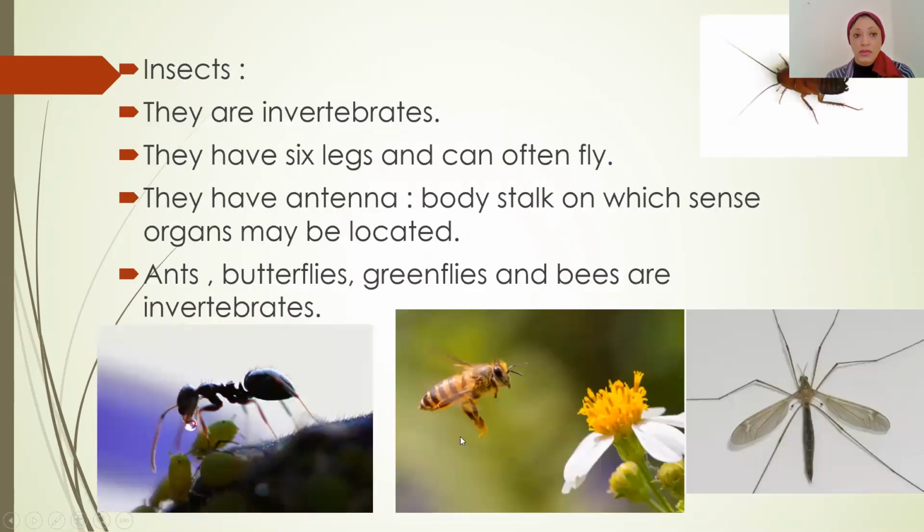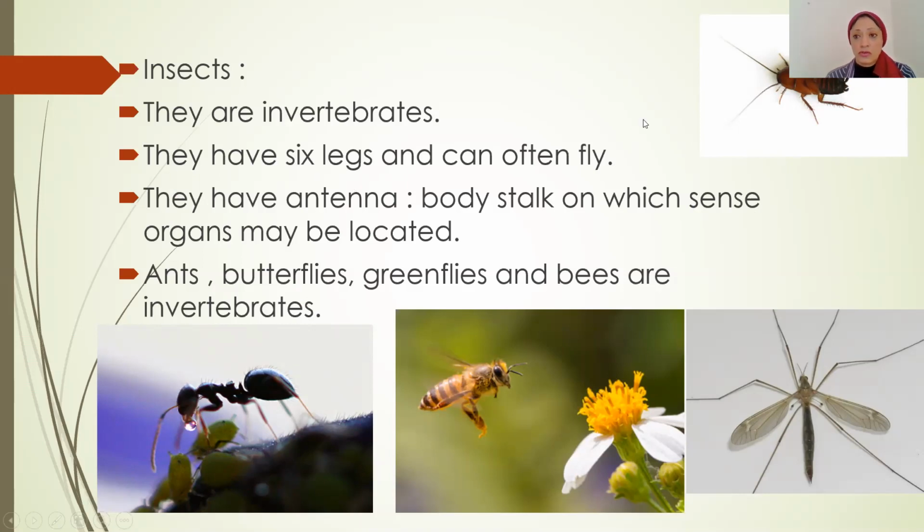Okay, what are insects, or how can I know that this small invertebrate belongs to insects? First, they are invertebrates as we agreed. They have 6 legs and can often fly. So if it is an insect, you have to count the number of legs. The number of legs was 6, so this means that this invertebrate is an insect.